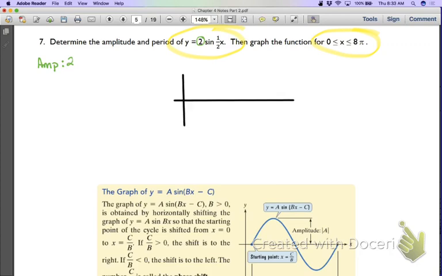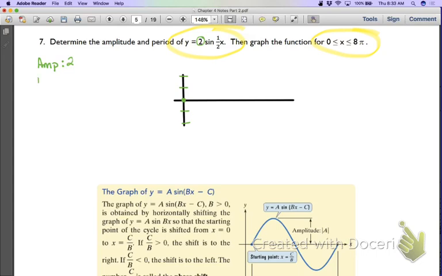So it's going to look something like this here. I'm going to have 1 and 2. It's a sine function, so it's going to automatically start at 0. It's just a matter of where everything else goes whenever I graph this.